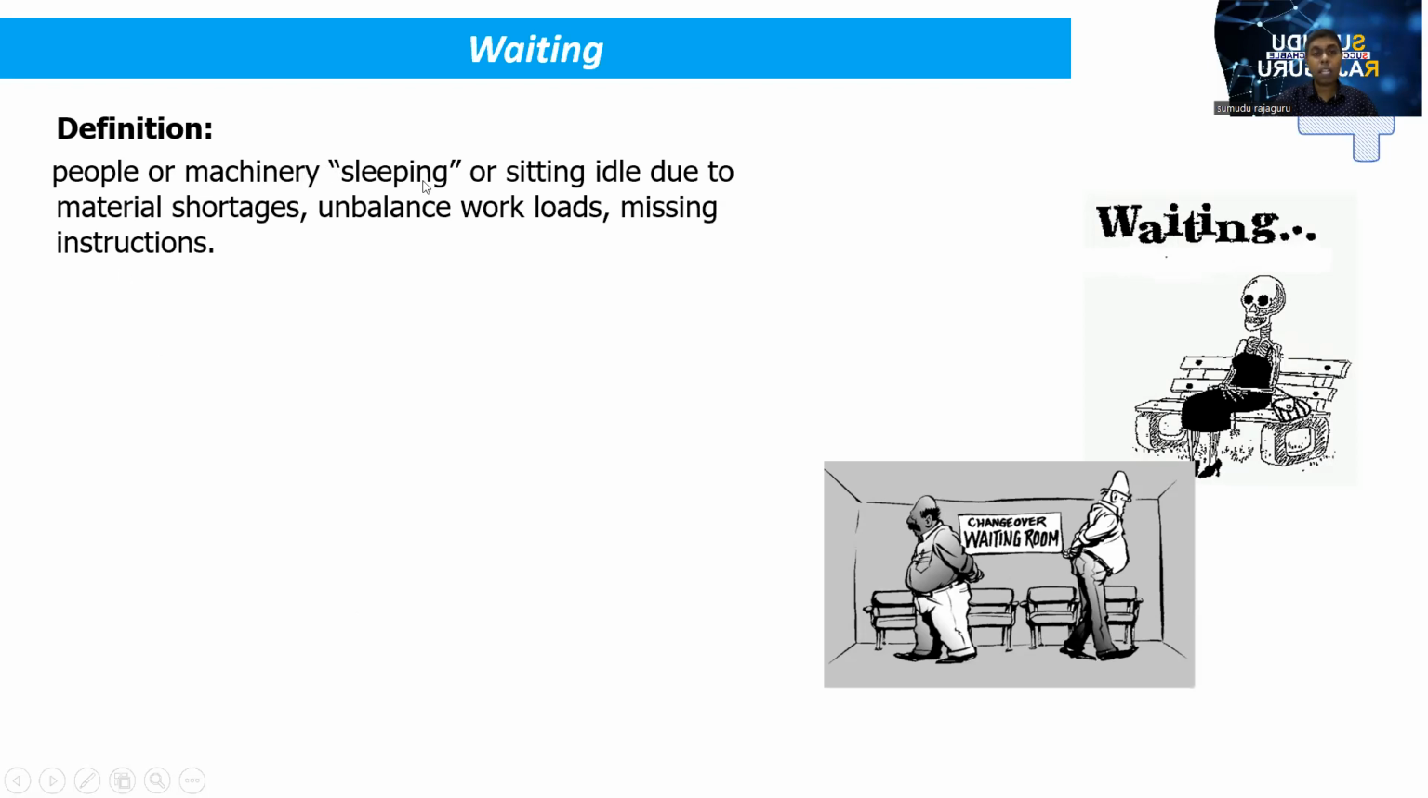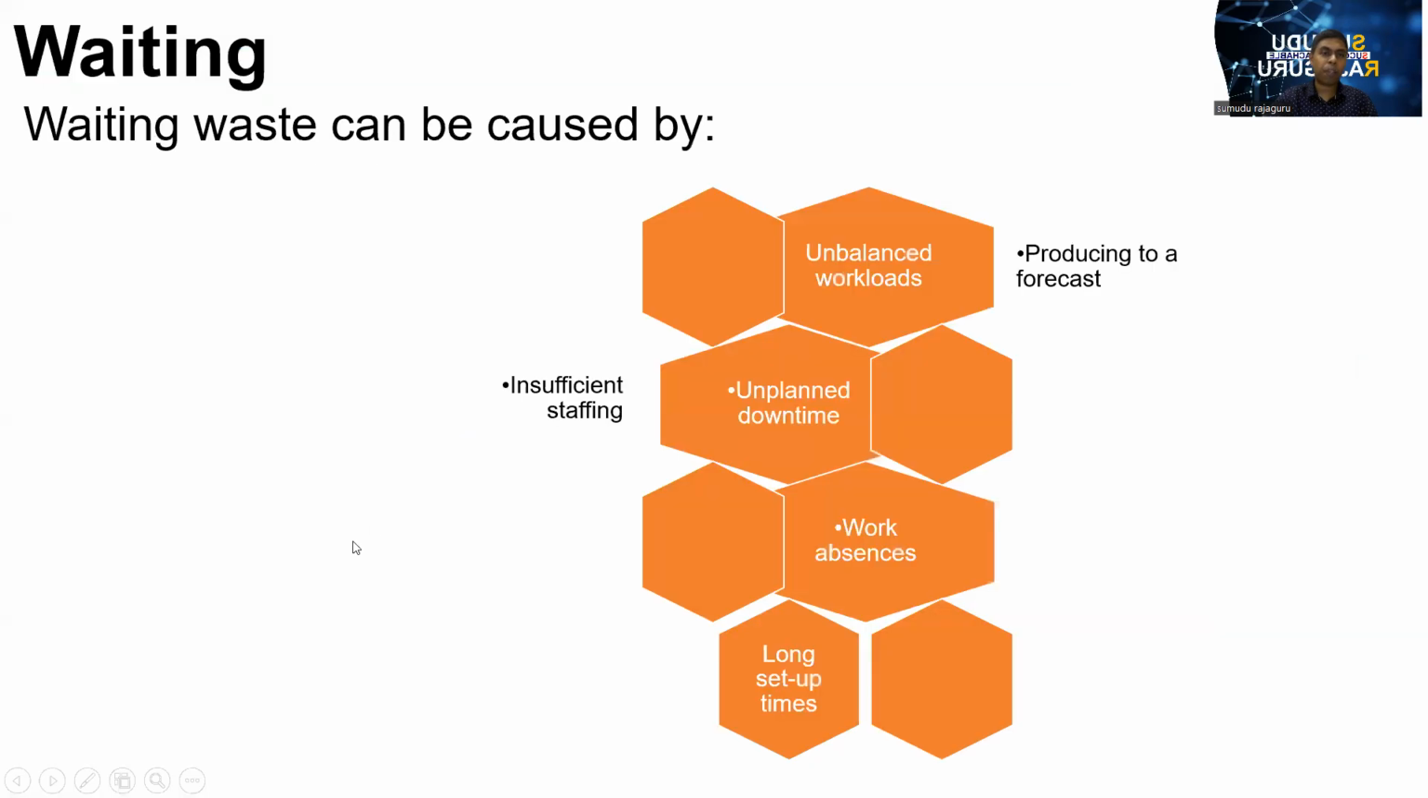People or machinery sleeping or sitting idle due to material shortage, unbalanced workload, missing instruction also. So we have to understand waiting can be created not only for the material shortage, it can be because of the missing instructions and decisions delay also. These are the causes for waiting: unbalanced workload, producing to a forecast, insufficient staffing, unplanned downtime, work absences, long setup times.